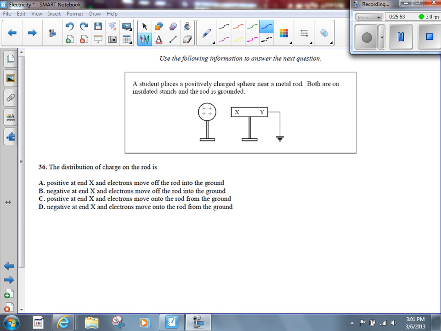The distribution of the charge on the rod is, we're saying, negative at end x, and the electrons move onto the rod from the ground. We've got a positively charged object. We have this metal rod here, xy. What's going to happen to the protons on this rod xy as a result of this positively charged object? Nothing. What's going to happen to the electrons? They're going to get pulled up here and attracted to end x. So what's end x going to be? Negative. It's going to be negative by conduction or induction? We're not asked that, but is it conduction or induction?